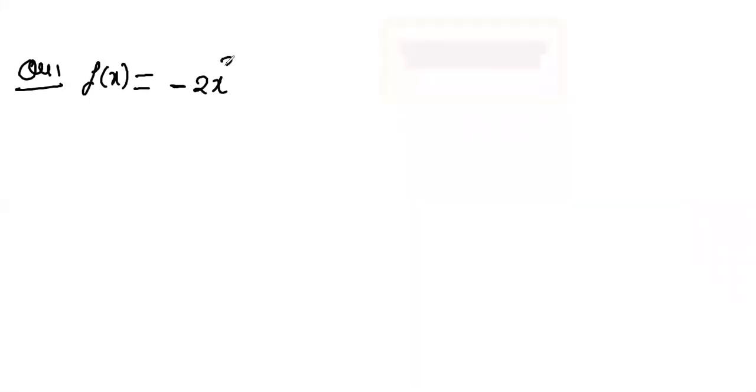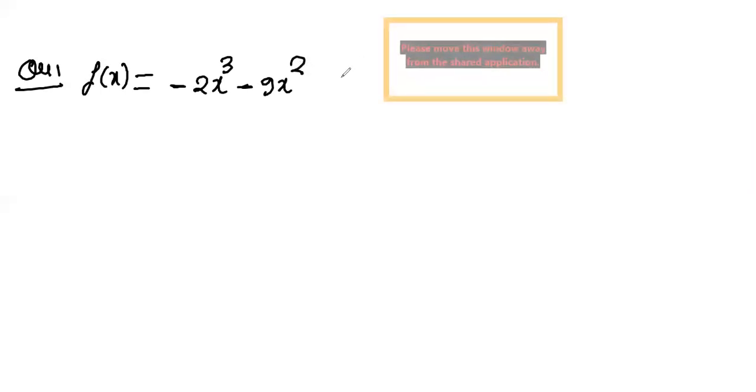The question is, f of x is equal to minus 2x cube minus 9x square minus 12x plus 1. Okay, this is plus 1. Solve it immediately.